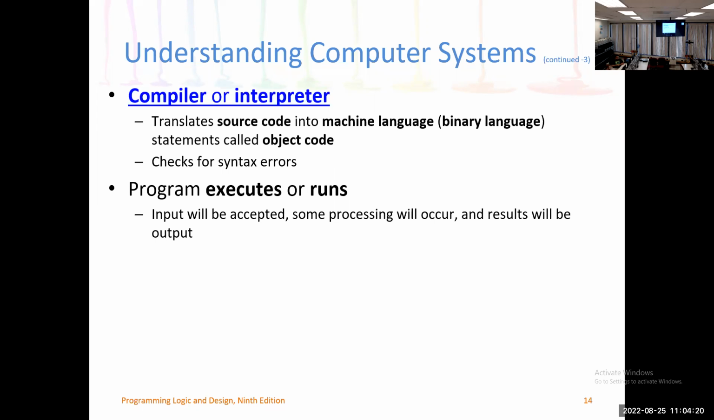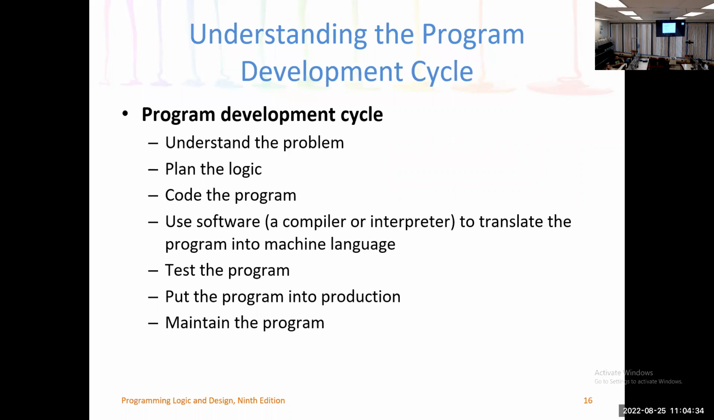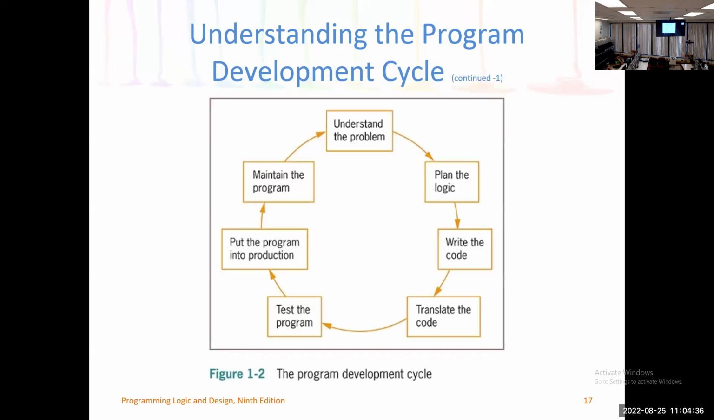Right? And for the high-level language, ultimately you have to translate it into machine code, and you can do that with the compiler and interpreter here, right? And you learned something about the development cycle. You have understand the problem, right? Plan the logic, write the code, translate, test, put into production, and maintain the program. That is the cycle. It is a cycle because at any step, you are able to go back and fix things here. And remember that the sooner you detect a problem, the better the program is, right? And the lower the cost is.